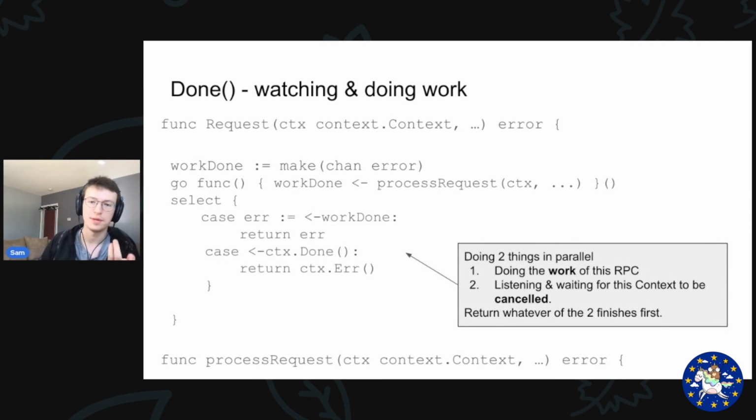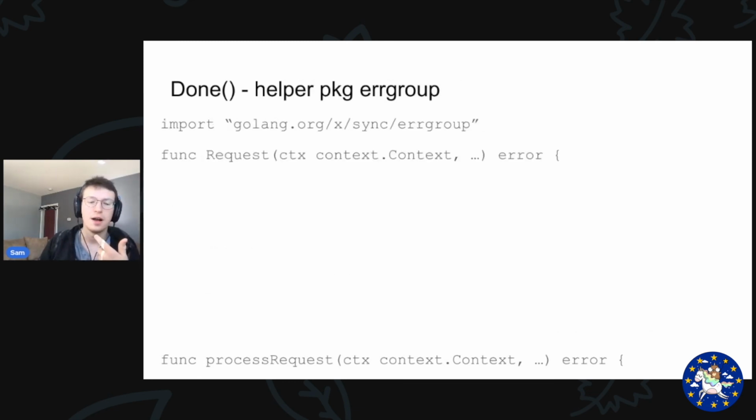And so what's happening here is we're doing two things in parallel. We're doing the work of this RPC in a new Go routine, but we're also listening and waiting for this context to be canceled. So if context.Done, if it times out, or if we're marked as canceled from some parent before we finish our work, then we can return early. There's more fancy stuff you can do to free up resources, but we at least return early and we stop spinning off sub requests.